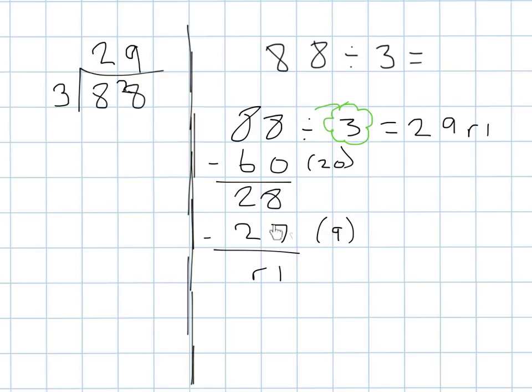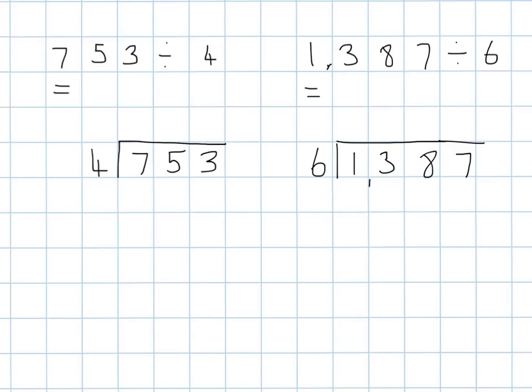9 lots of 3 makes 27, and because I've got rid of 27 from 28, I've got a remainder of 1, and that's the same over here. So however you do it, 88 divided into 3 is 29 with a remainder of 1. Now, if you feel confident that you understand what you're doing, you can have a go at trying these yourself and pause the video. Otherwise, continue, we'll demonstrate how to do these next two.